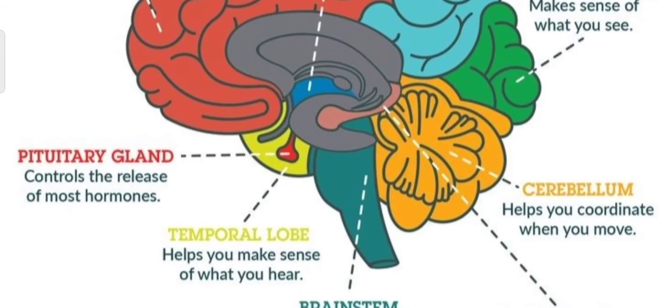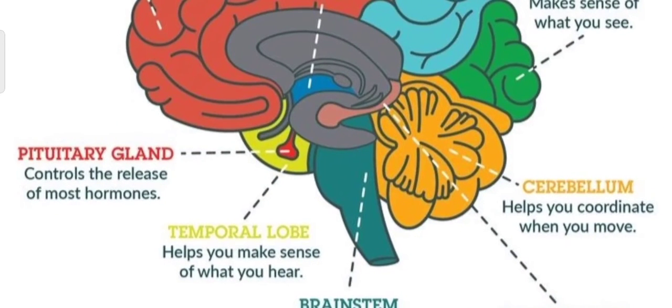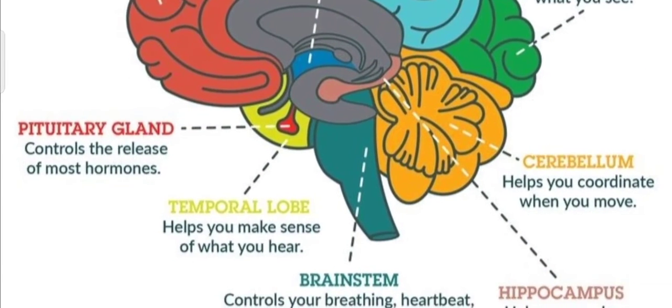This is the cerebellum, also medulla oblongata. It helps you coordinate when you move. It's behind the spinal cord, so you can figure it out with this. It helps you coordinate when you move. It does not let you fall.